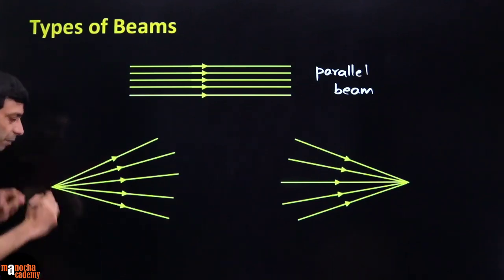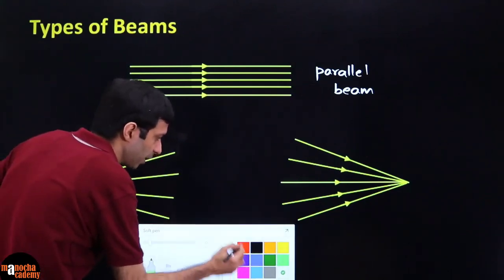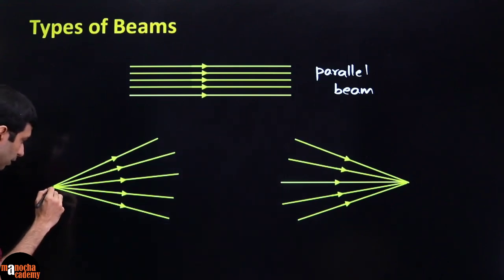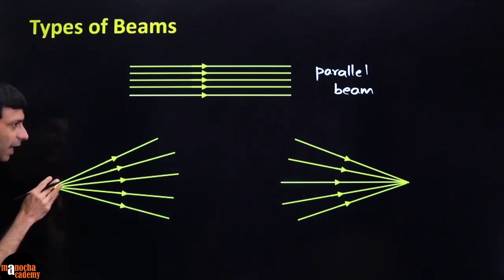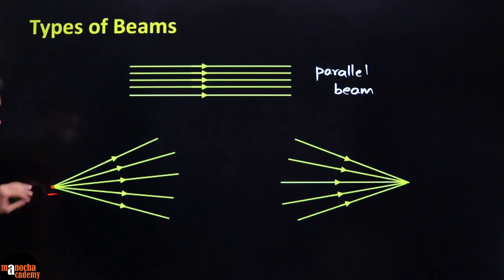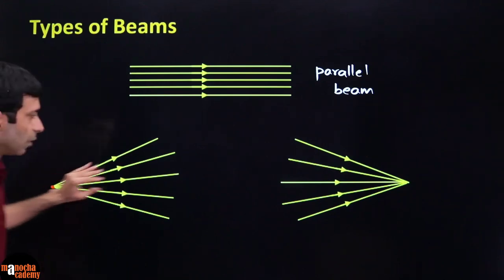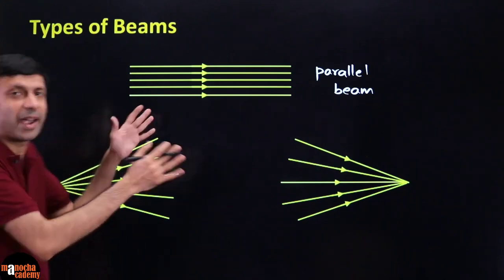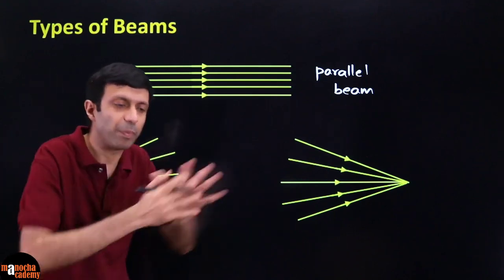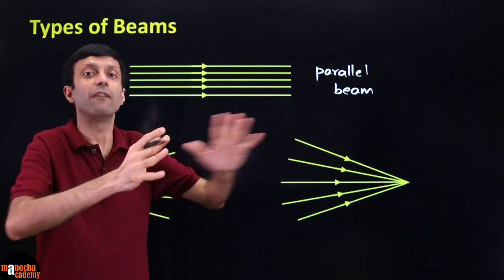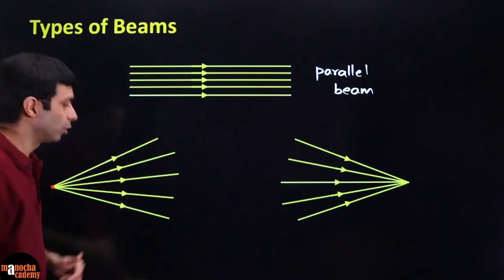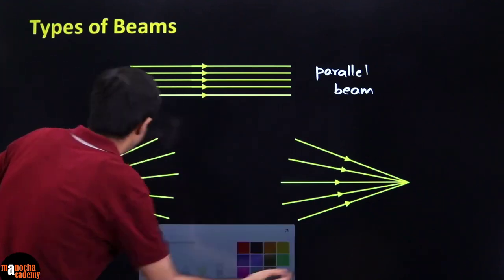Now you could have that maybe the rays of light are coming out of this point. They are emerging from this point and spreading away. So what do you call this type of beam, where the rays of light are spreading away? When we say spread, we use the word diverges. Okay, very good. So this is known as a divergent beam.